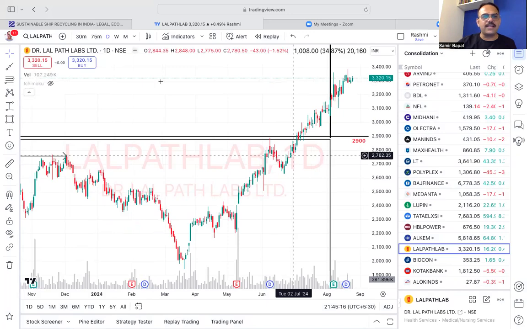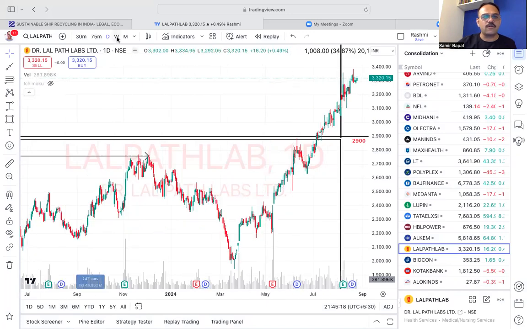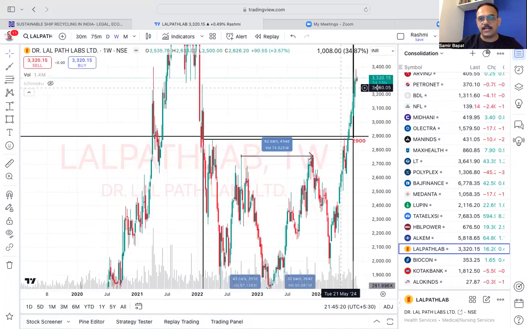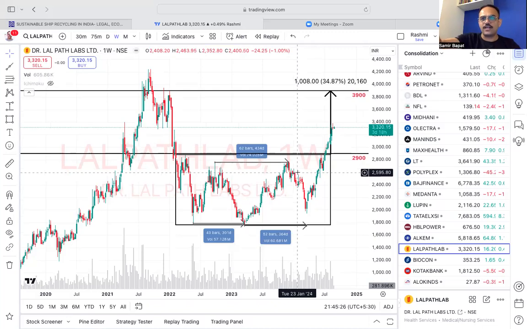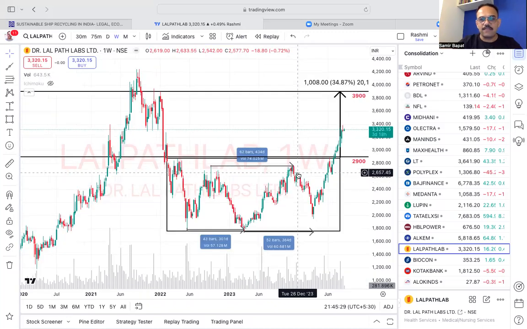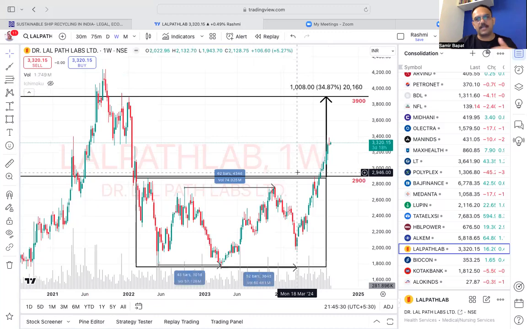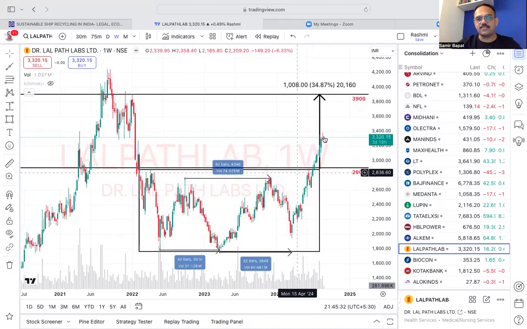This is a weekly consolidation of Dr. Lal Path Laboratories. Okay. Now you can see this is the consolidation here. Okay. So this has not reached the target. So you can verify the trade, whatever we are saying, whether this will reach till this point or not.